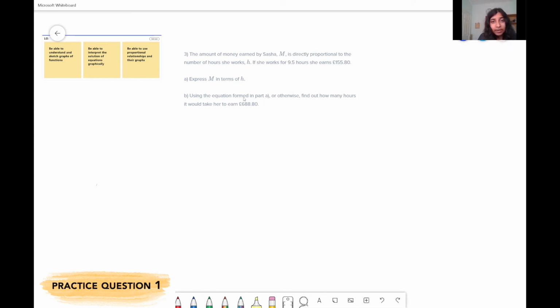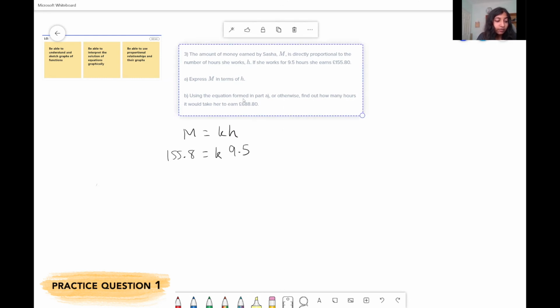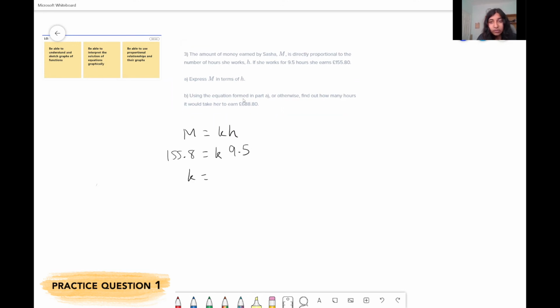As M is directly proportional to H, we say M is equal to kH. She works for 9.5 hours, so H is 9.5, and she earns £155.80, so M is 155.8, equal to k times H. So you just do 155.8 divided by 9.5, and you should get k is equal to 16.4. So M is just equal to 16.4H.